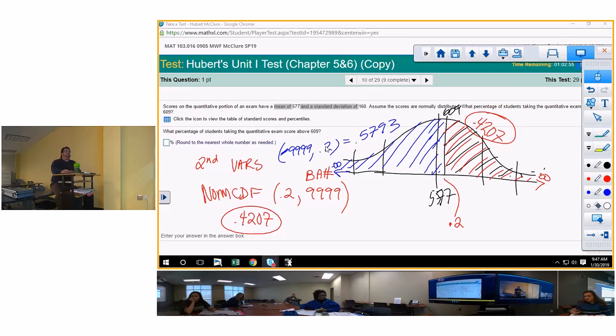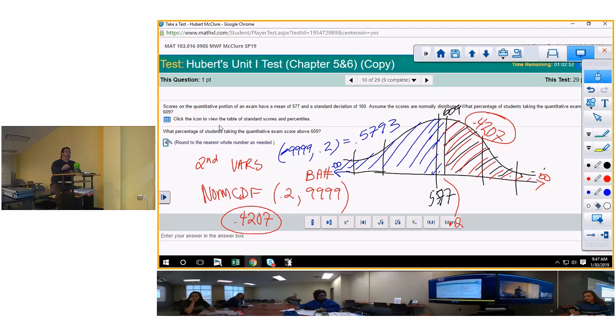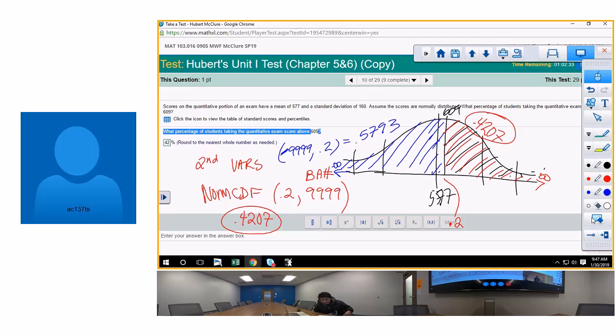Okay, so you would type in here 42. Because if you change the decimal to a percent, you move the decimal 2 places to the right, and that'd be 42.07. And 42.07 is close to what? 42. Okay, next question.